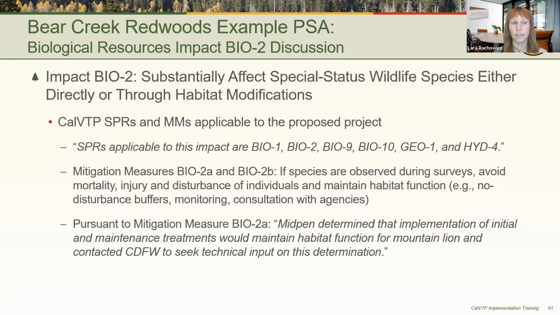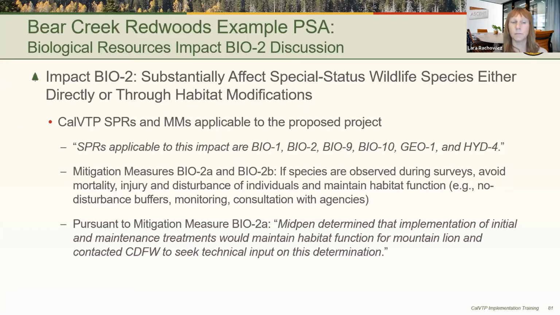The PSA discusses each wildlife species or group of species, such as special status birds or special status bats, that are likely to occur, and the PSA lays out the surveys that will be required for each of these species or group of species. The PSA also describes the project-specific measures that will be required if species are present, such as no disturbance buffers, monitoring, and consultation with agencies.